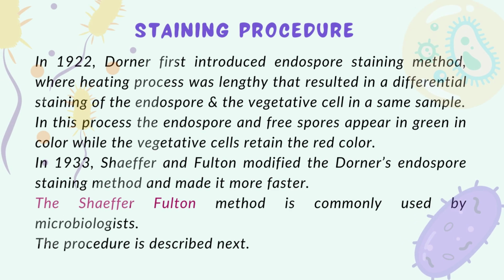So here is the staining procedure. In 1922, Dorner first introduced the endospore staining method, where the heating process was lengthy, resulting in a differential staining of the endospore and the vegetative cell in the same sample. In this process, endospores and free spores appeared green in color while the vegetative cells retained the red color. In 1933, Schaeffer and Fulton modified Dorner's endospore staining method and made it faster. The Schaeffer-Fulton method is commonly used by microbiologists. The procedure is described next.